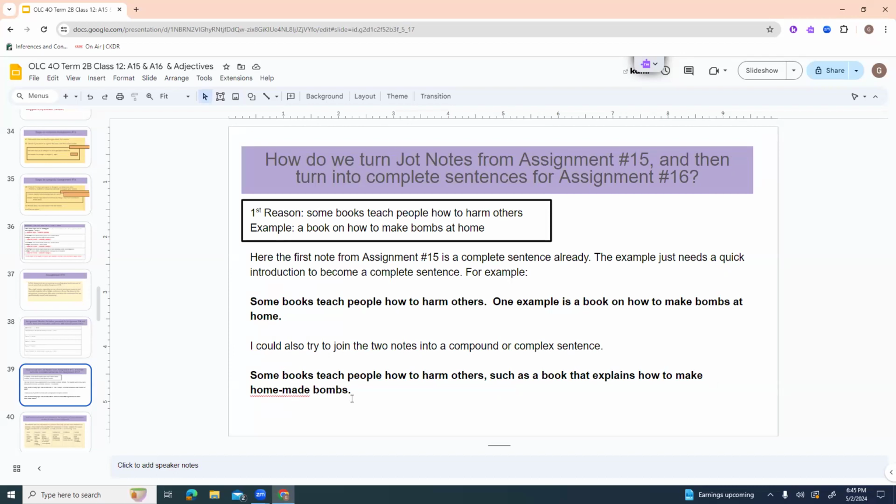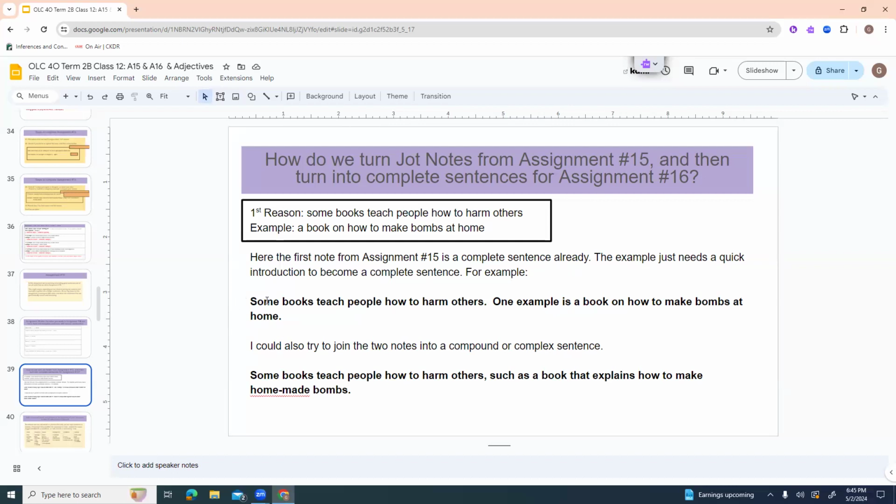So how do we turn our jot notes from assignment 15 into complete sentences for assignment 16? Here's an example from our first one. If you look at the first thing, some books teach people how to harm others. That's basically a complete sentence already. I don't really need to do anything. And then the example, a book on how to make bombs at home, just needs a quick introduction to become a complete sentence.